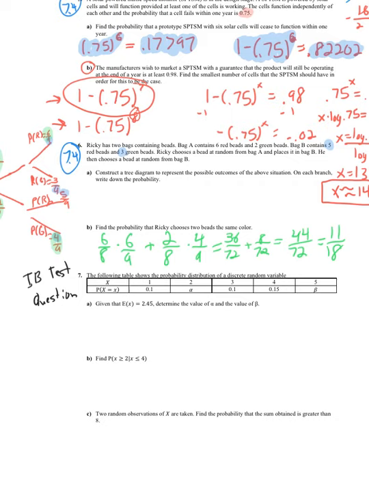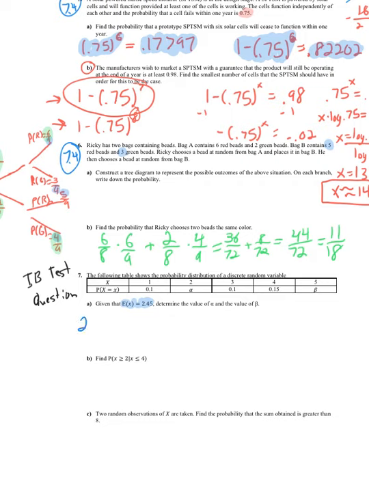All right, last problem. This is an IB test question from a few years ago. The following table shows the probability distribution of a discrete random variable. It gives you the table already, and now it's an expected value problem. Given that the expected value equals 2.45, find alpha and beta.